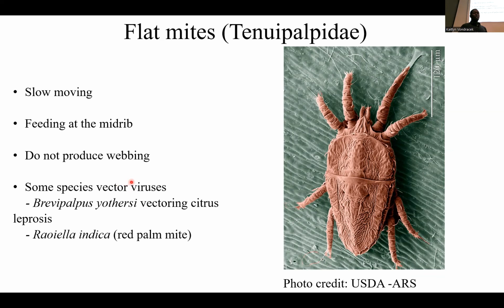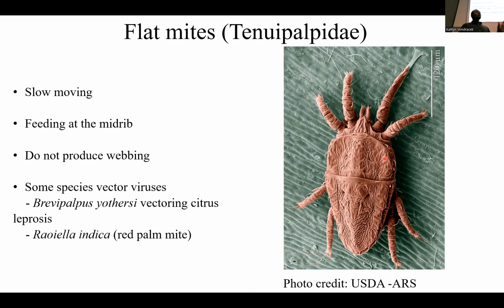So some of them actually vector very many viruses. For example, Brevipalpus yothersi that vectors the citrus leprosis. And then Raoiella indica is just unique because of the way it came to Florida. That's how I came to know about it and what has been done in research to kind of control it. Here I have a picture of a flat mite, again from USDA ARS in Maryland, from Dr. Ron Ochoa. It's a really beautiful looking mite, right?